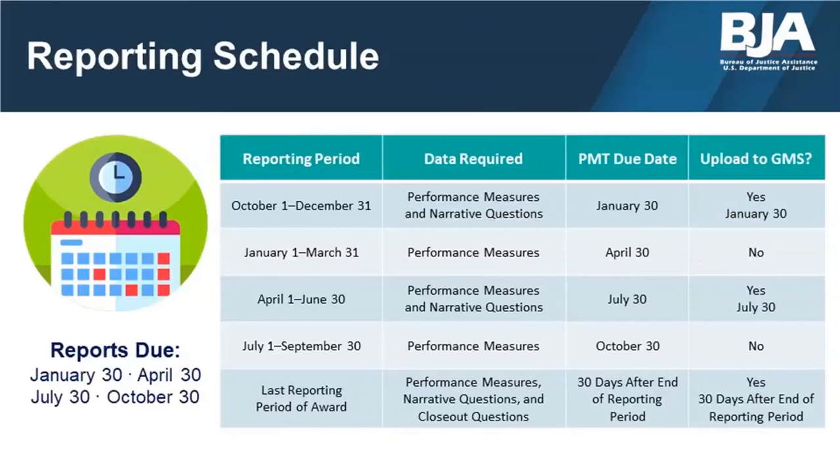This table outlines the type of data you'll be reporting each reporting period, when your reports are due in the PMT, and whether you also need to upload your reports to GMS. As you can see from the alternating values under the second column, you'll only report on the narrative questions in January, July, and during your last reporting period of grant activity, regardless of where that falls on the schedule. As you can see from the table, the PMT is only open for data entry during the month after the reporting period closes. The PMT is accessible year-round for you to review and edit your data, generate reports, and more. You will need to contact the PMT Help Desk to help you unlock reports as needed.